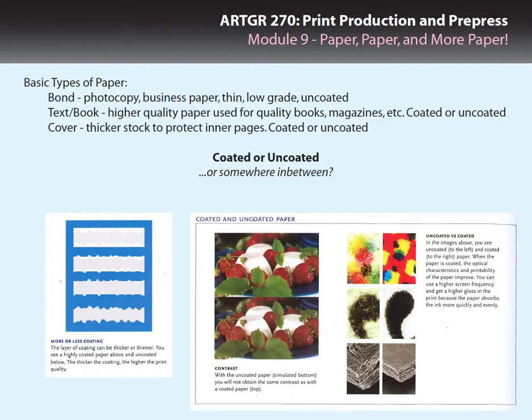So one of the main differences between papers is the coating, and that has the biggest effect on you as a designer and the results that you would want to get from your designs. So coating or uncoating, or somewhere in between. What is coating? Over here on the left, in this blue square area, at the bottom here is a cross section of paper, and it shows the bumpy roughness of the paper fibers along the top of the paper, and this would be the bottom of the paper here. And this is considered uncoated, so it's just the full roughness of the paper fibers.